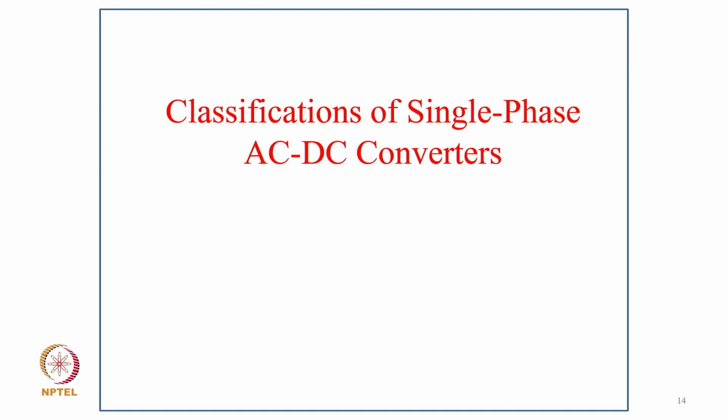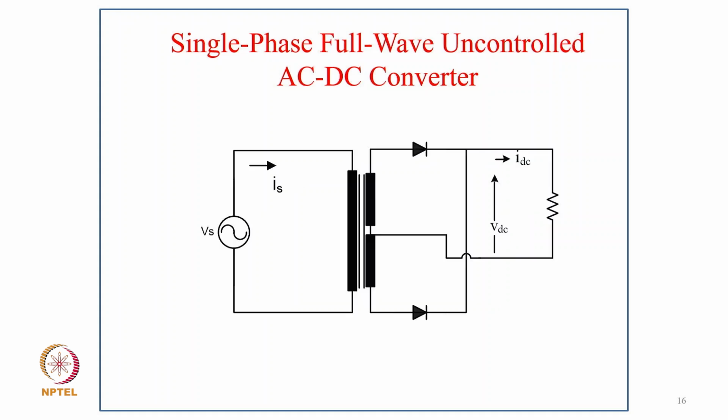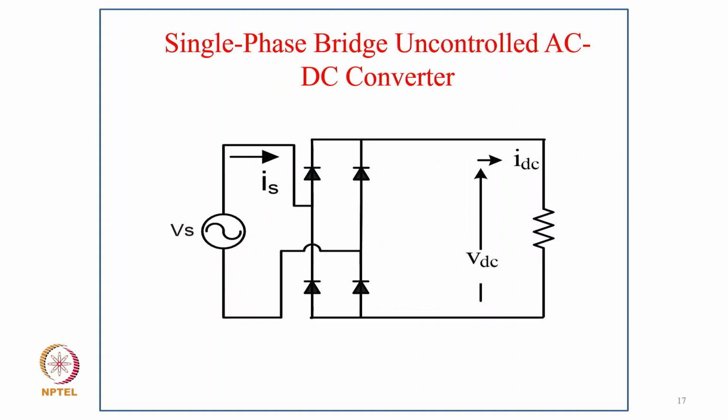Coming now to classification of single phase AC to DC converters. Starting with the single phase half wave uncontrolled AC to DC converter, we have just one diode, normally used for low power rating. Then we have a full wave converter, and of course in full wave we require a center tap, so we need the transformer. Of course the transformer can also be used to reduce the voltage. And normally in the output, not only resistive, we have filters, maybe different kinds like capacitor filter, LC filter, CLC filter before the load.